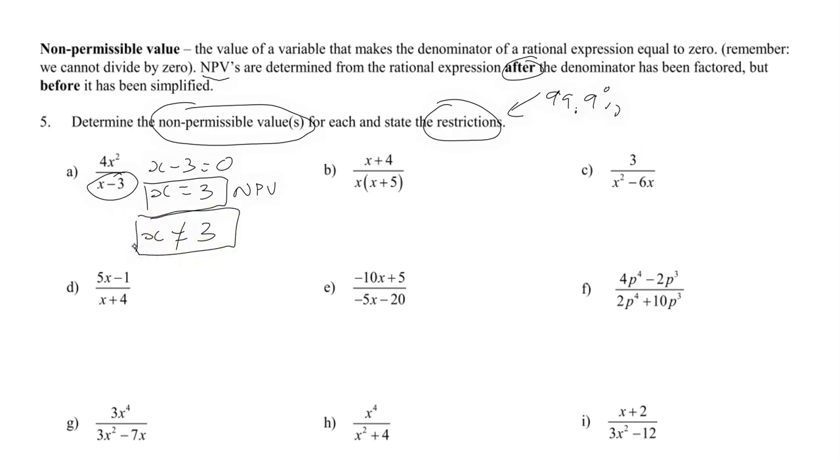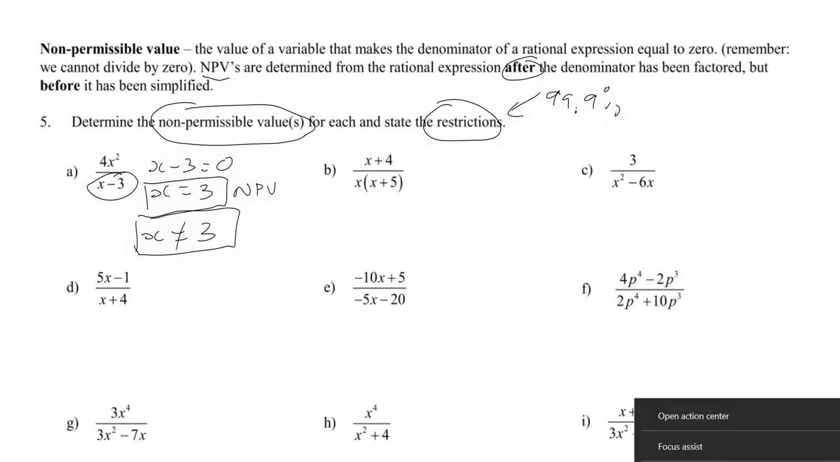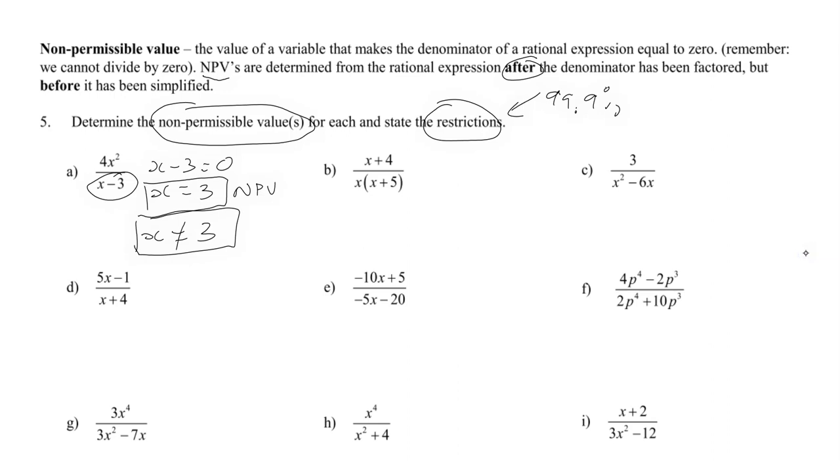So for the non-permissible value, we say what x is. We say x equals 3. That's the non-permissible value, right? That is the value that is not permitted, non-permissible, not permitted. X equals 3 is not permitted.